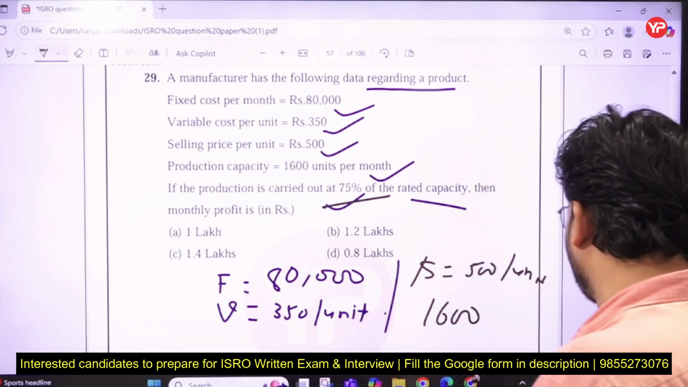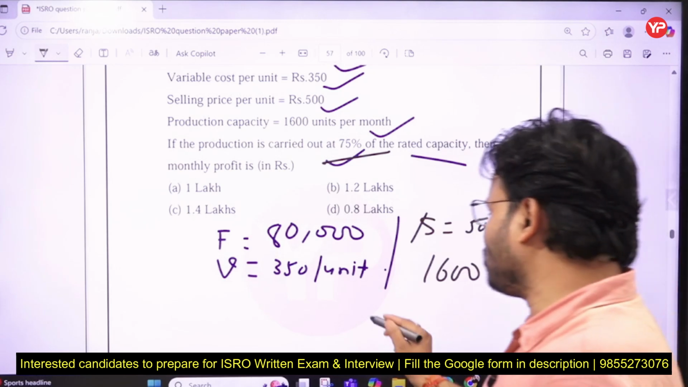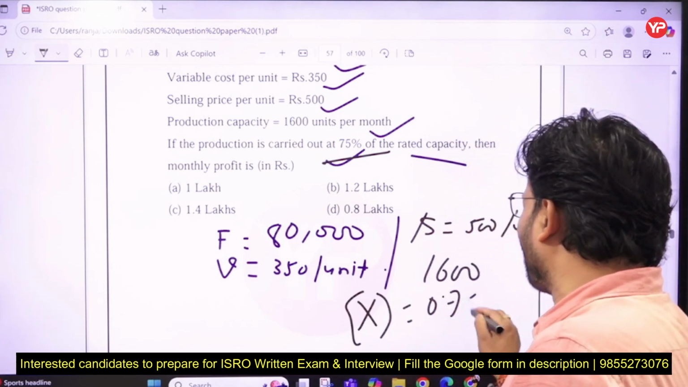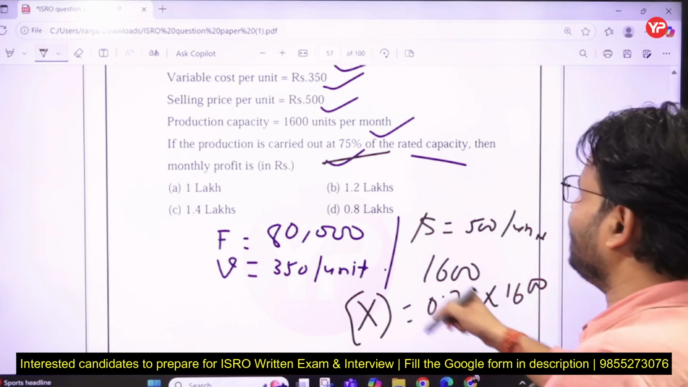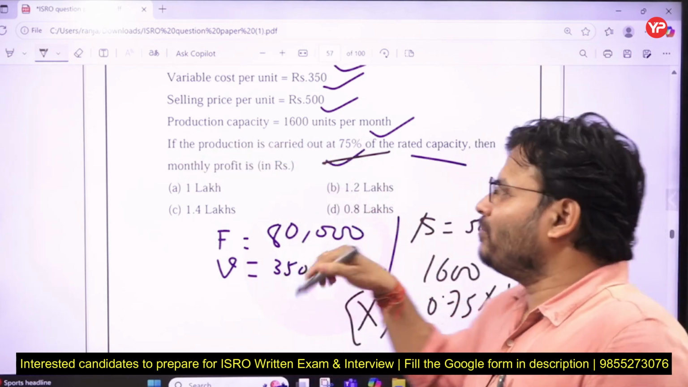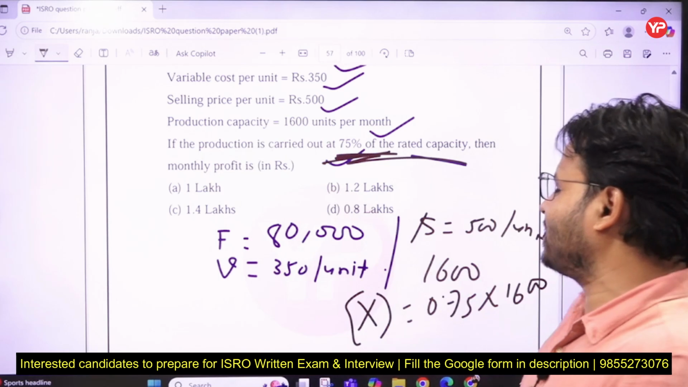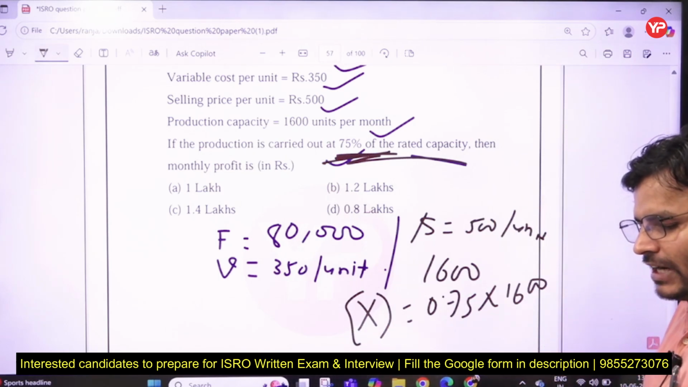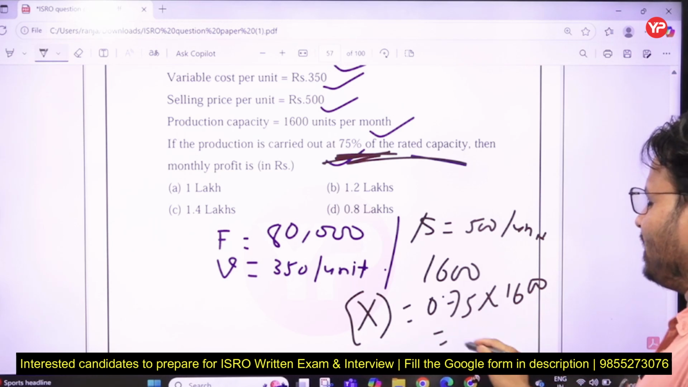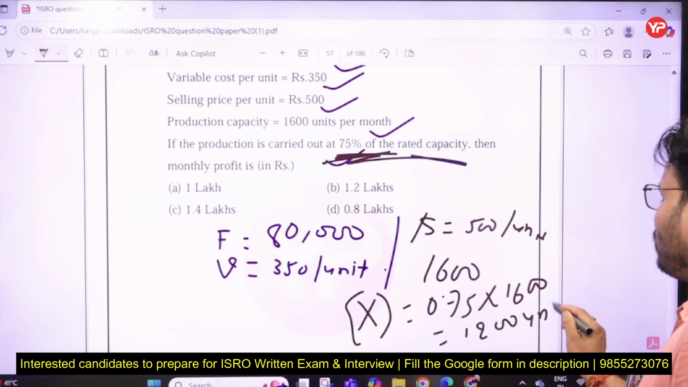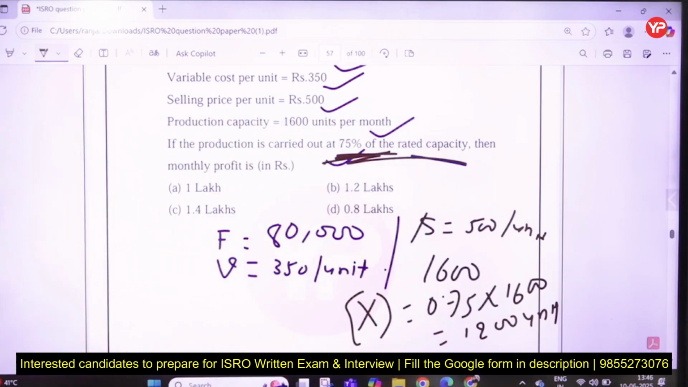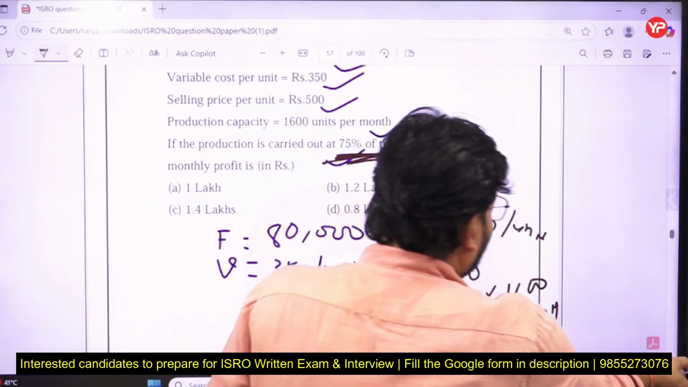So what is the total unit produced? It will be 0.75 into 16,000, since they have the capacity but work only at 75% of the rated capacity. My dear friends, by solving that, the unit comes out to be 12,000. So in a month they are going to produce not 16,000 units, only 12,000 units. Fine, so basic things are there.